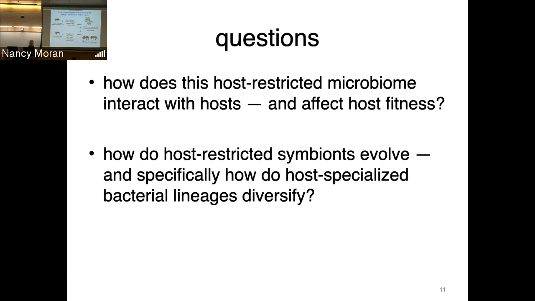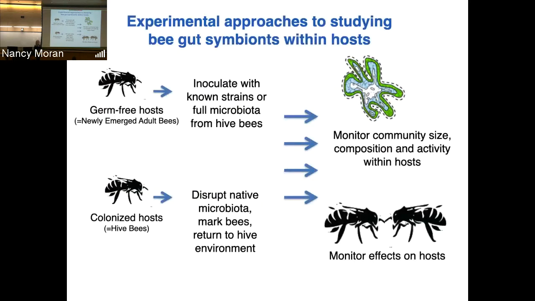Or we can take colonized hosts that have a normal microbiota and then disrupt it and see what happens to them. And the advantage here is we can actually do experiments in the natural environment. The great thing about honeybees compared to a lot of insects is you can put them in the hive and they will stay there, or they'll at least keep coming back because that's their home. And so we can do these mark-recapture studies over time in a natural environment to see what the effects on the host are in the hive as opposed to in the lab.